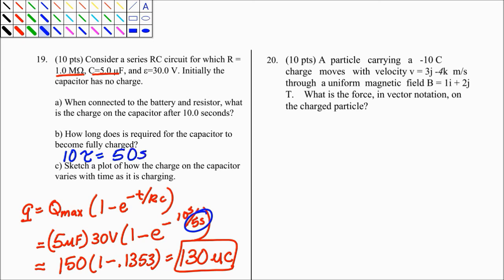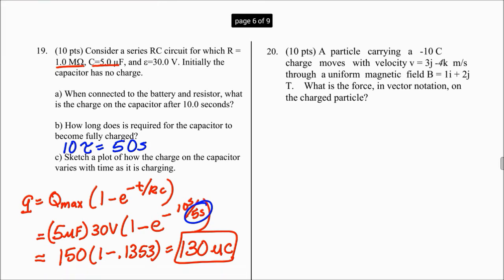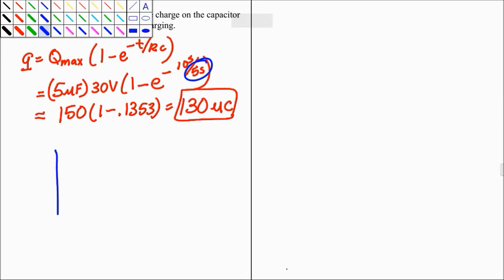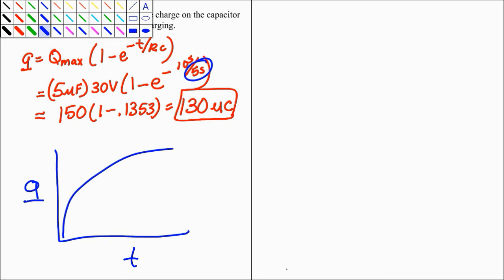And then sketch a plot of how the charge of the capacitor varies with time as it is charging. All right, so I just want you to sketch this. If I look at Q versus time, as it's charging, it charges like this. Now, it approaches some maximum amount, that's equal to CV, and at a time of 10 tau, this is approximately where that is when it's fully charged.